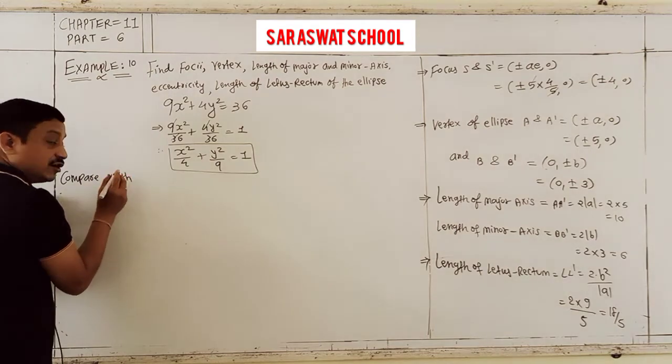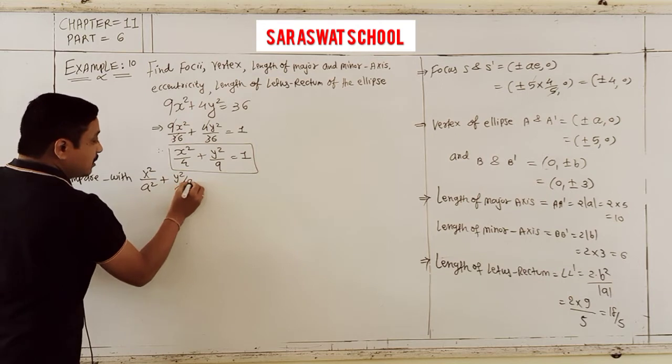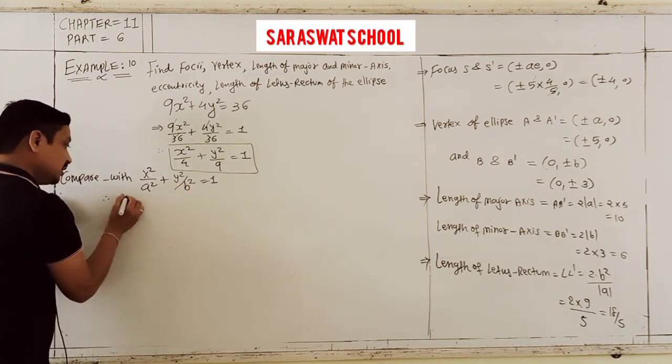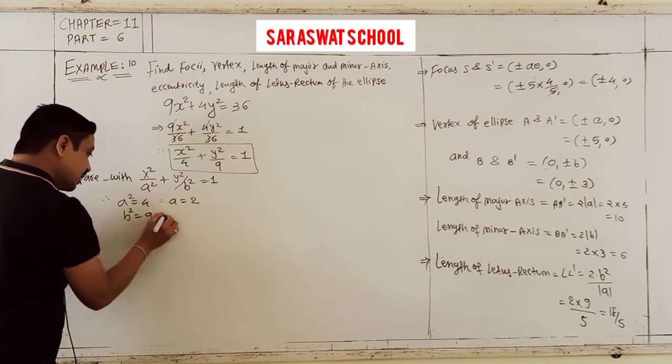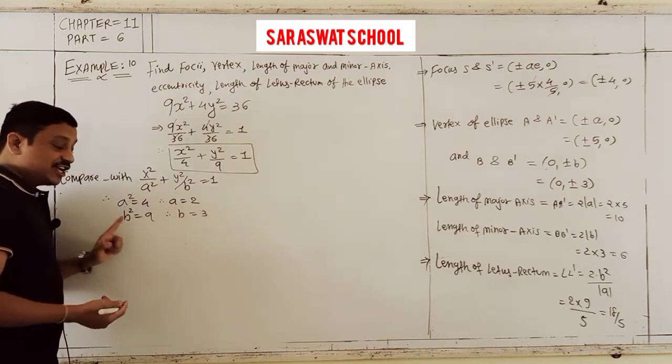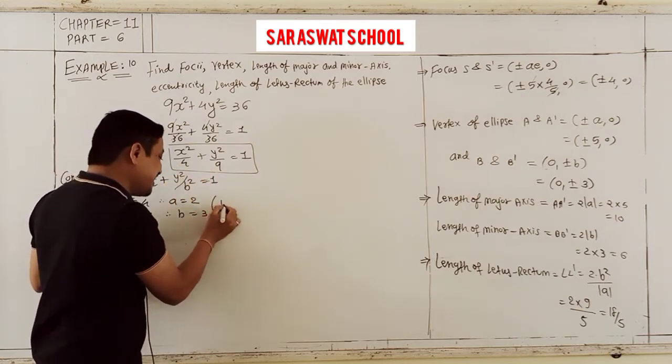compare with the standard form: x square by a square plus y square by b square is equal to 1. A square becomes 4, so a is 2. B square becomes 9, so b is 3. And check here, what is the highest? A is 2, b is 3. B is highest, yes.